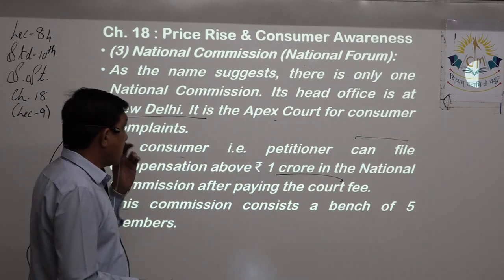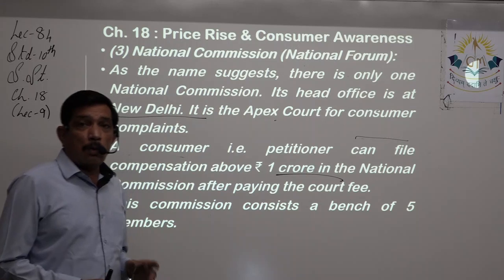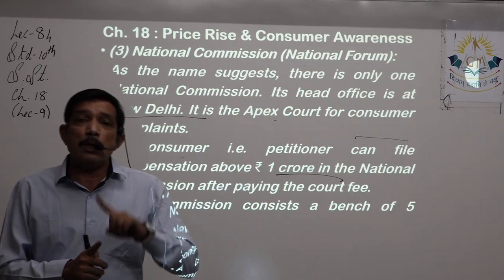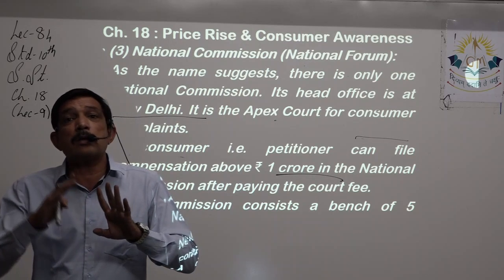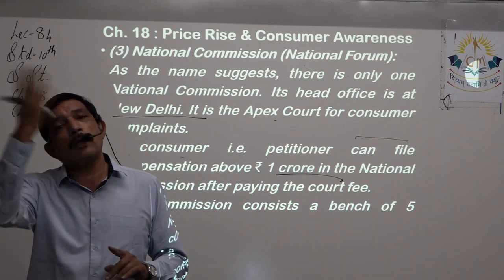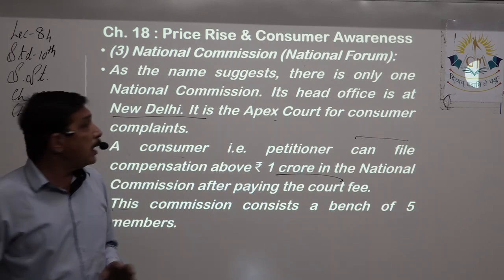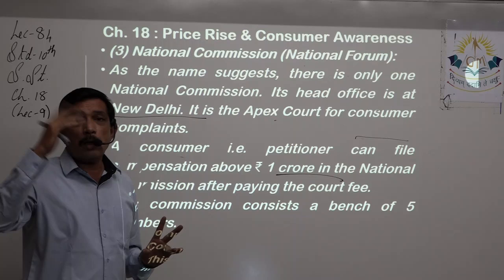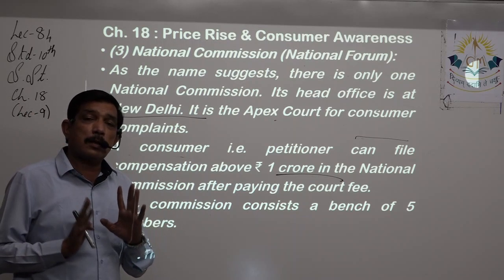Now the national level commission. Now, district level is up to 20 lakh. State level is 20 lakh to 1 crore. That means a dispute above 1 crore will go directly to the national level. As the name suggests, there is only one national commission. There is nothing above it, right? So only one national commission is there.